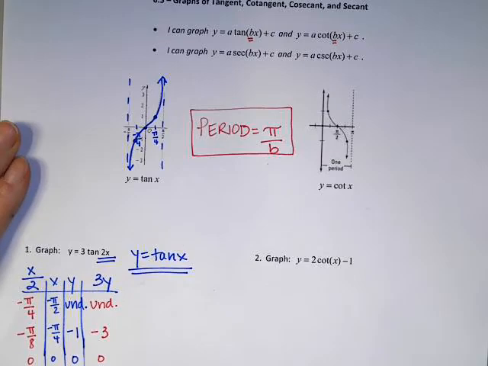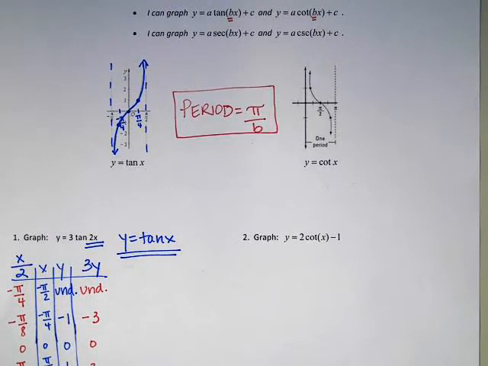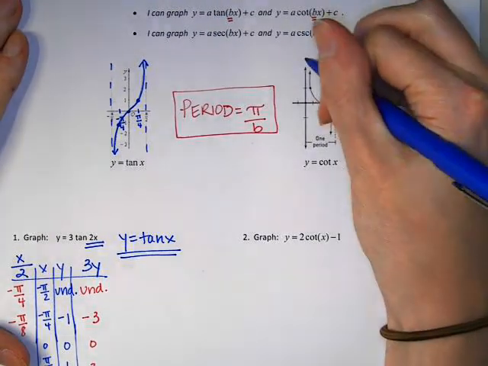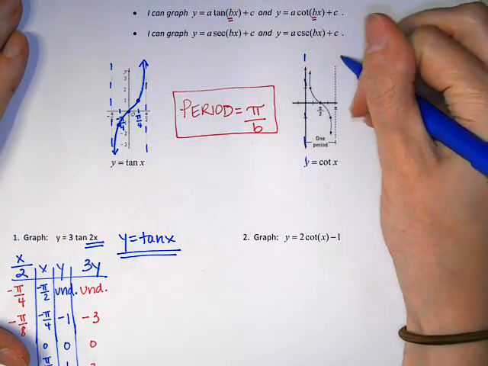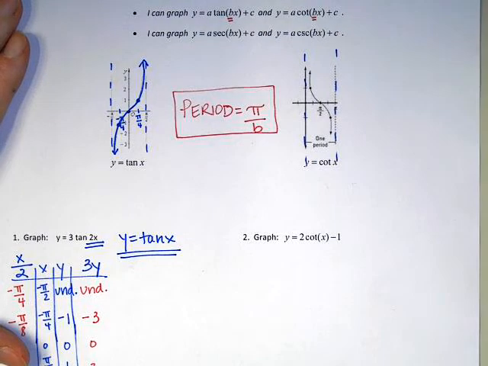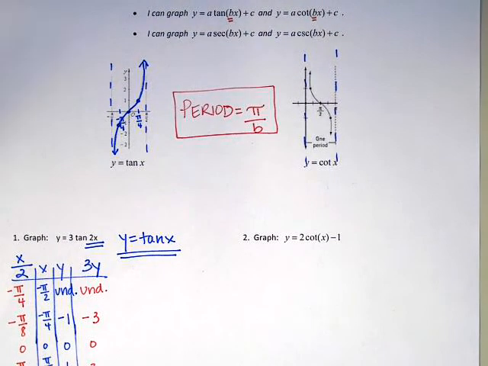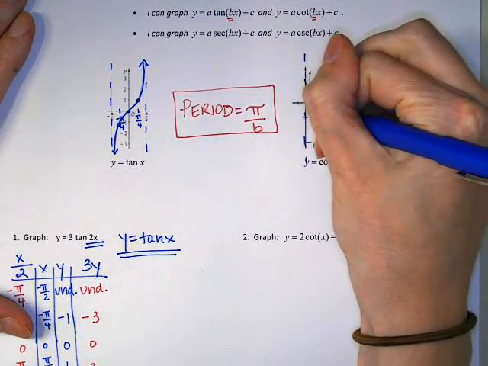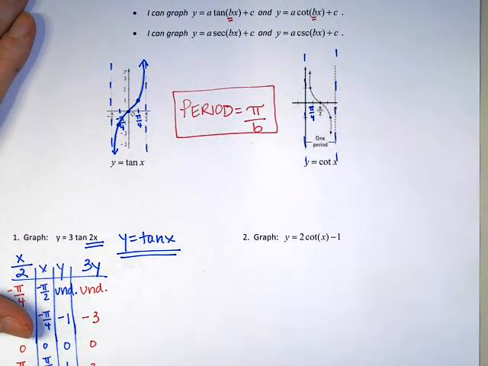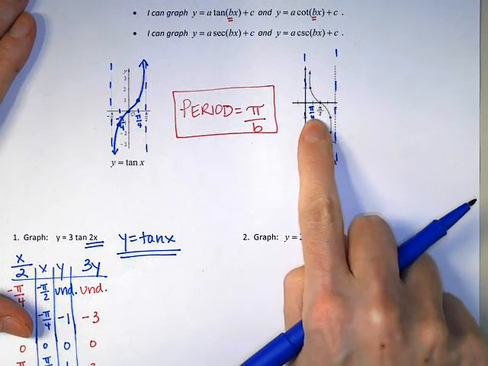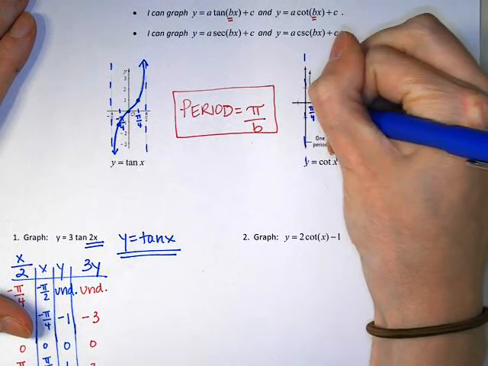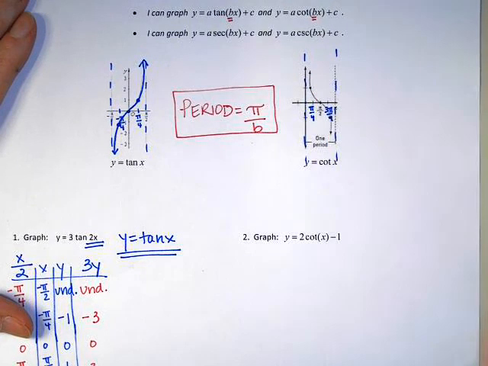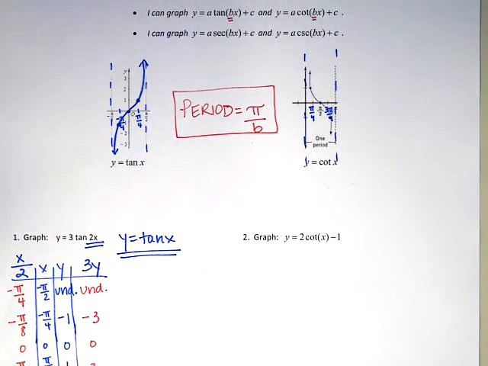Okay, now for cotangent. Cotangent has starting asymptotes at 0 and pi. And let's find out our 5 key points. So this is pi over 2. This would be half of that, so pi over 4. And then this would be like 1 pi over 4, 2 pi over 4. This would be 3 pi over 4. And then 4 pi over 4 would be pi.